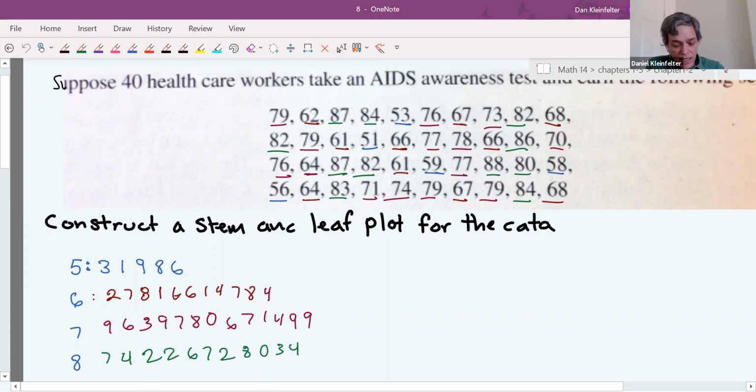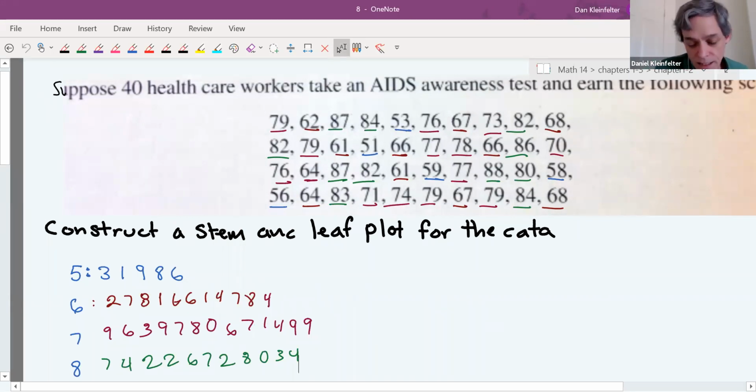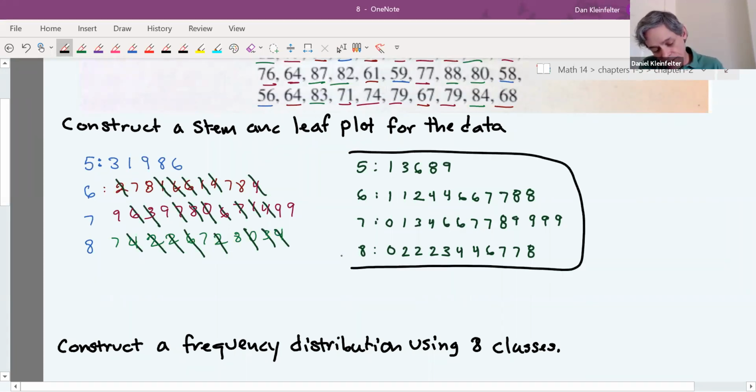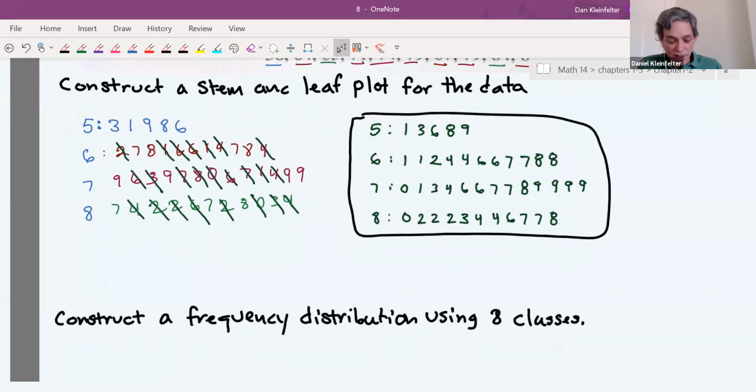And so that's going to make it a little easier for me to organize. I'm going to actually take and rewrite this stem and leaf plot so that the leaves are in ascending order. So let me do that now. All right, so I've sorted our stem and leaf plot so that the leaves are in order. So that's going to be a little bit easier to work with. Fortunately, we're only going to have to do that once.